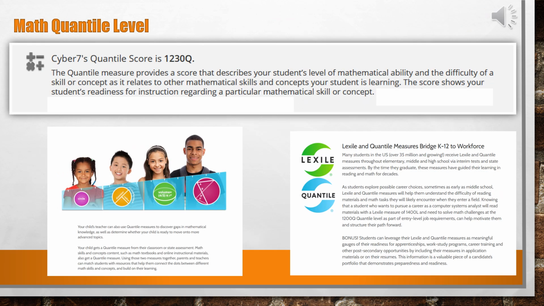The portal also provides information about your child's math quantile level. The quantile level provides a score that describes your student's level of mathematical ability and the difficulty of a skill or concept as it relates to other mathematical skills and concepts your student is learning. The score shows your student's readiness for instruction regarding a particular mathematical skill or concept.